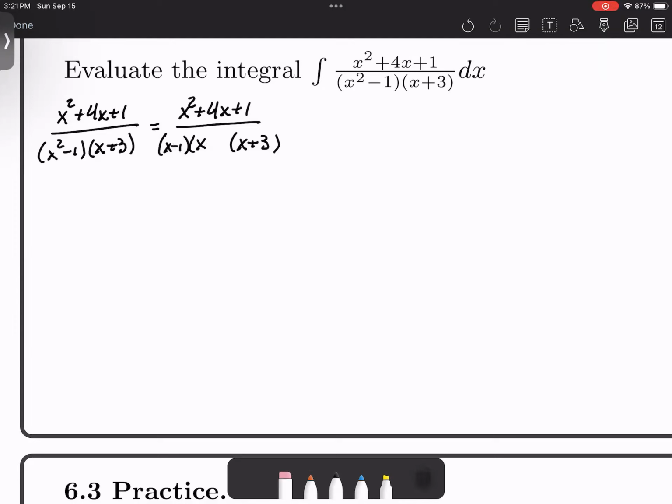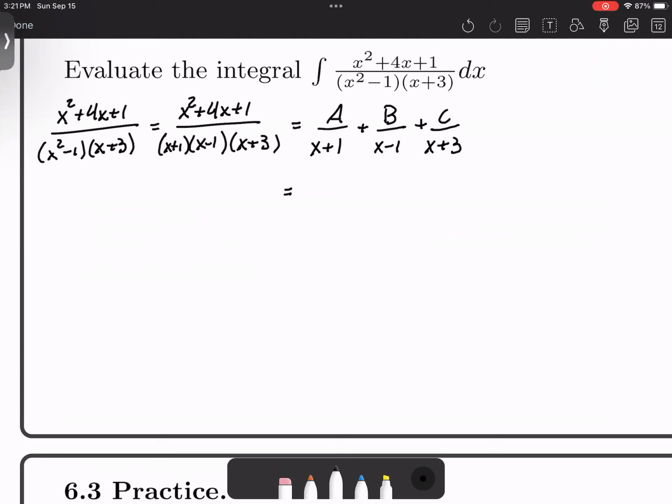It's kind of like us getting a common denominator, just in reverse. We're going backwards. So now we'll get a common denominator on the right-hand side and see what that implies about our unknown constants a's, b's, and c's. This is our goal, to figure out what a, b, and c have to be.